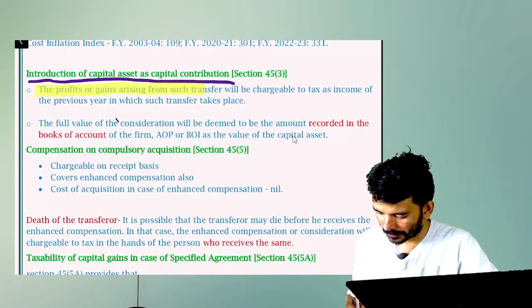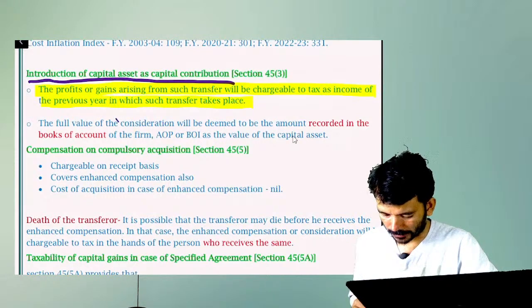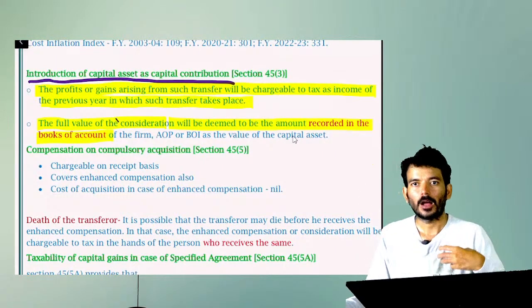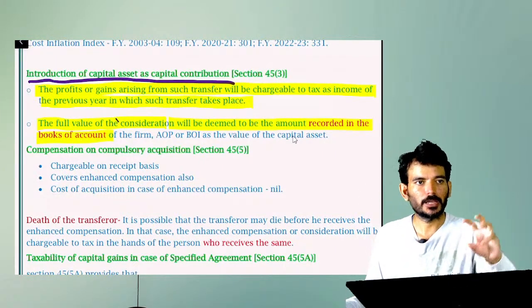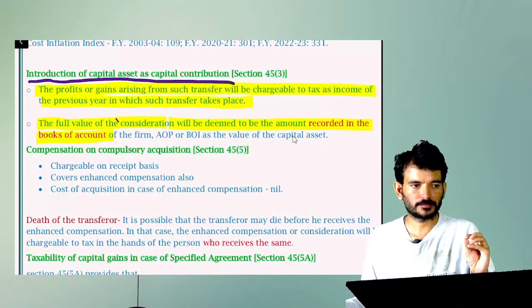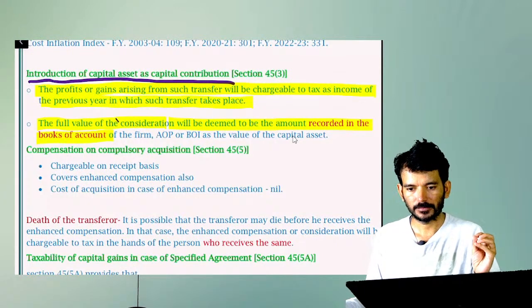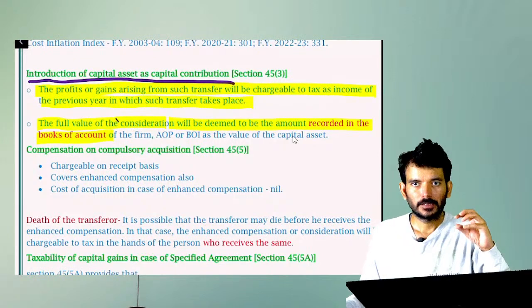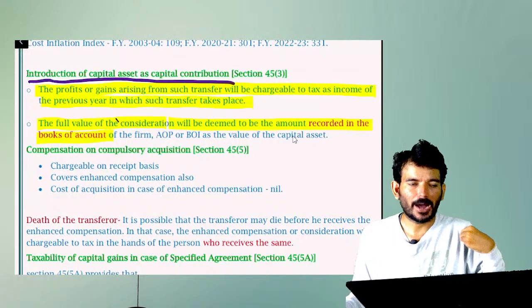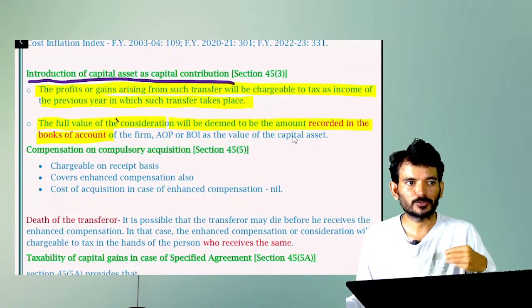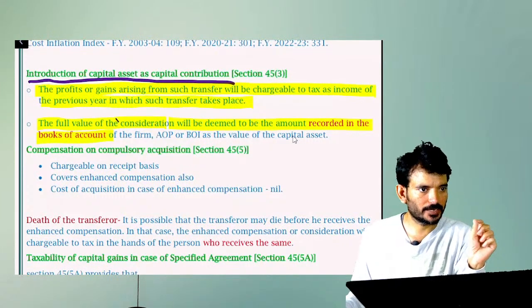The profits and gains arising from such transfer will be chargeable to tax as the income of the previous year in which such transfer takes place. Full value of consideration will be deemed to be recorded in the books of accounts. So while I am becoming a partner in a firm, obviously they would have been creating a partner's capital account in my name, right? So they would be recording Sampath's capital is this much.